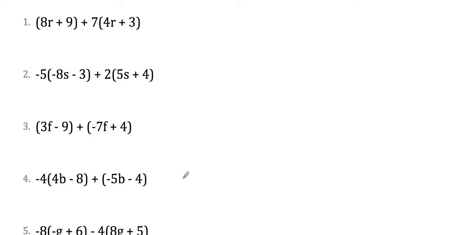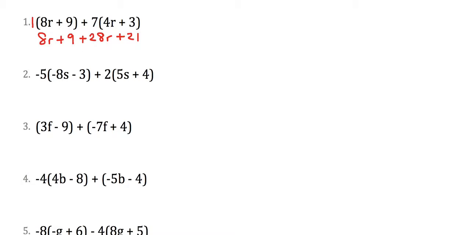These are the answers to the simplifying expressions worksheet I gave you guys on Wednesday. So number one, again, there's no numbers in front of these parentheses, so there's just a one in front of there. So we've got to simplify this. We do 1 times 8r is 8r. 1 times 9 is 9. 7 times 4r is 28r. And then 7 times 3 is 21.